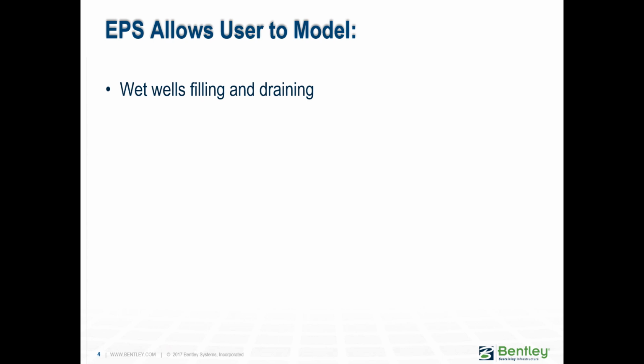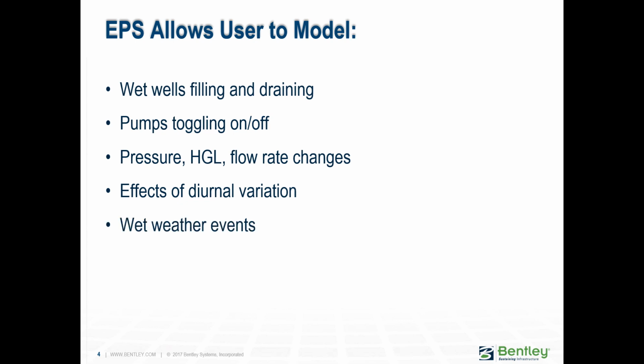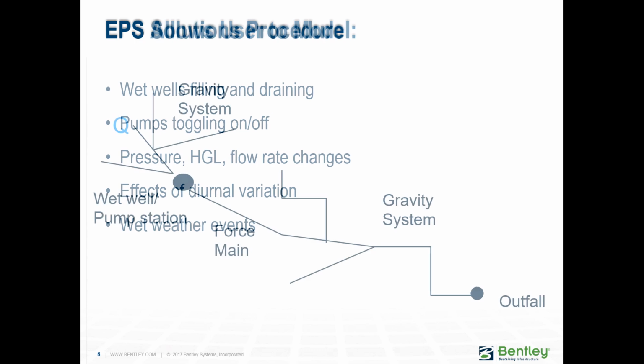What can we see in an EPS run? We can see the wet wells filling and draining. We can see the pumps turning on and off. We can see how pressure changes, hydraulic grade line, and flow rates change during the day. We can see the effects of diurnal variation. We can see what happens the day that it rains. How does that affect the flows in our pipes?